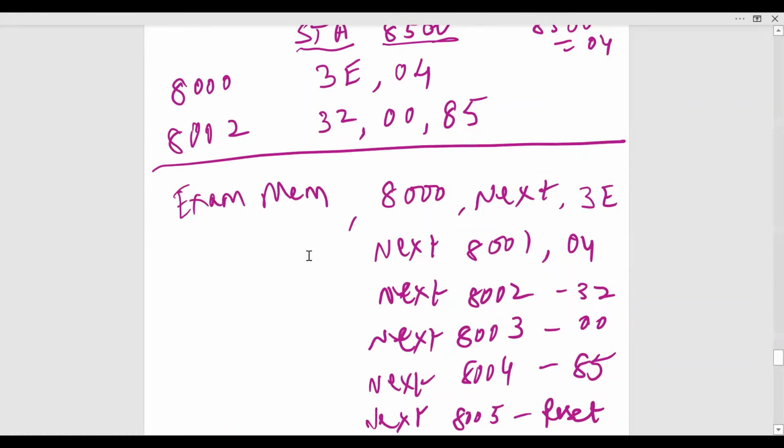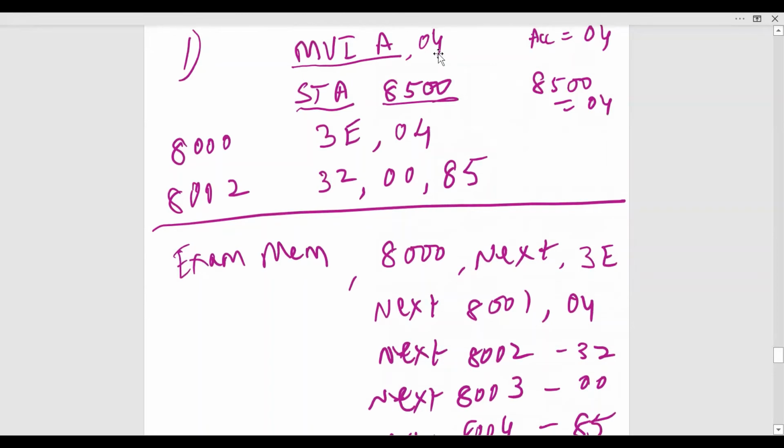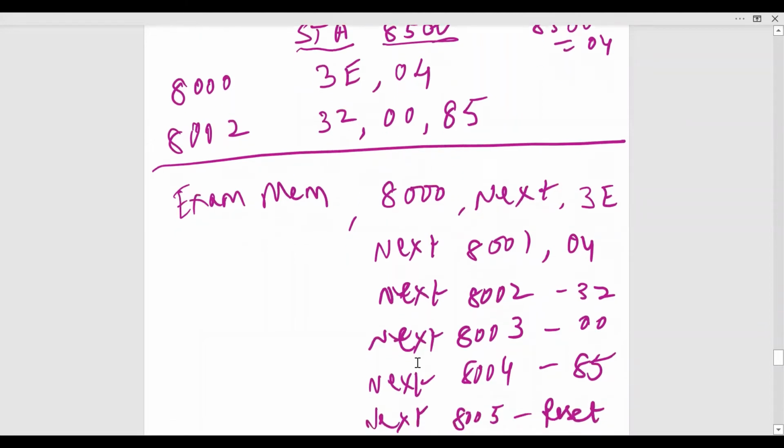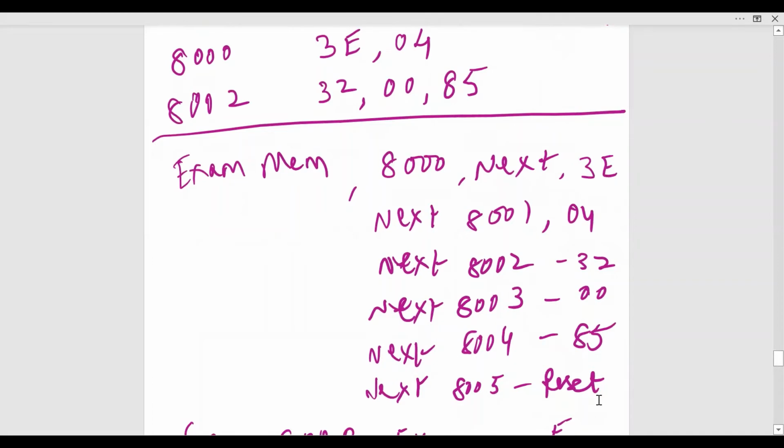I'll once again repeat how to upload the program for these two instructions, MVI A,04 and store the contents of the accumulator in 8500. The first thing is to write the opcodes of the instructions. So start with the memory location 8000. Go to examine memory: press examine memory, 8000, press next, then type 3E, then press next. It will automatically increment to 8001, type 04. Press next, then it will be incremented to 8002, type 32. Press next again, it will be incremented to 8003, so type 00. Press next, again it will be incremented to 8004, type 85, and then press next and then press the reset button.